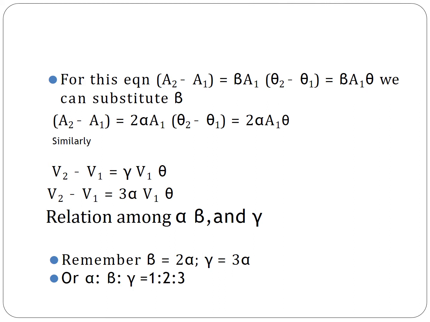For this equation, A2 minus A1 equal to beta A1 (theta 2 minus theta 1) equal to beta A1 theta, we can substitute beta. A2 minus A1 equal to 2 alpha A1 within bracket (theta 2 minus theta 1) equal to 2 alpha A1 theta. Similarly, V2 minus V1 equal to gamma V1 theta, or V2 minus V1 equal to 3 alpha V1 theta. The relation among alpha, beta and gamma can be given by beta equal to 2 alpha and gamma equal to 3 alpha, or alpha is to beta is to gamma equal to 1 is to 2 is to 3.